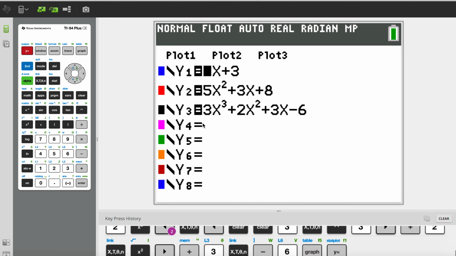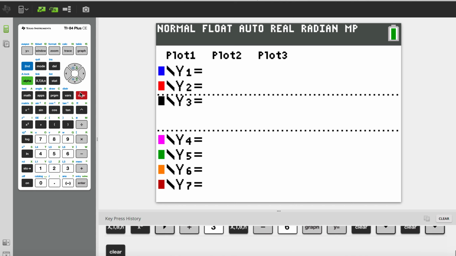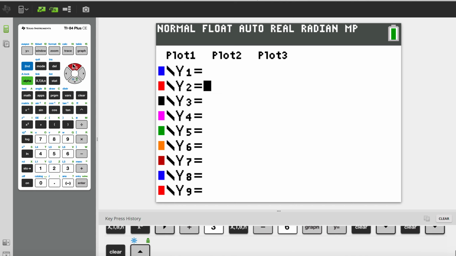Okay, so this is the introduction to how you graph the linear, how you graph the quadratic, how you graph the cubic equation. And now if I want to delete them, I just have to go clear and clear and clear. So now I have all those three cleared. That is basically how we do the basic graphing.